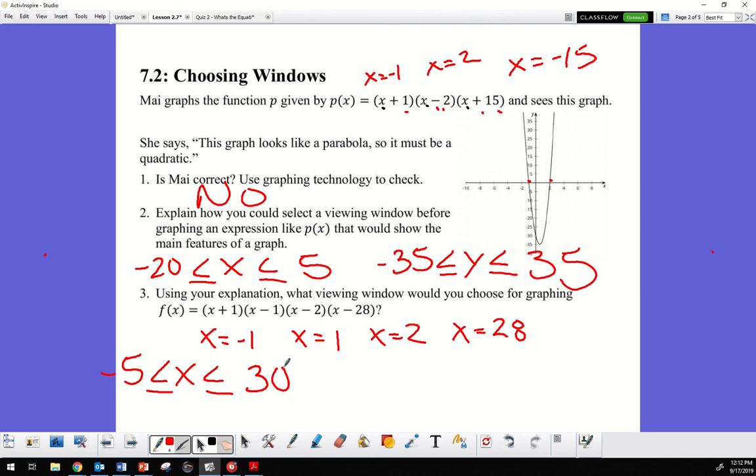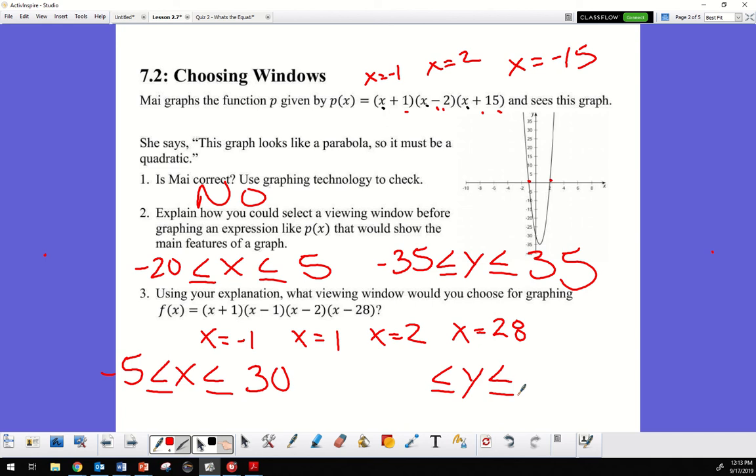All right, now let's take a look at the y values for the viewing window. It glitches sometimes. So let's figure it out. What was the trick that I did to figure out the y values? Where's the y-intercept going to be? 1 times -1, -1 times -2, +2 times 28, 56. So it's positive 56, right?